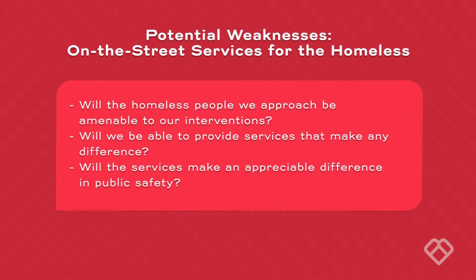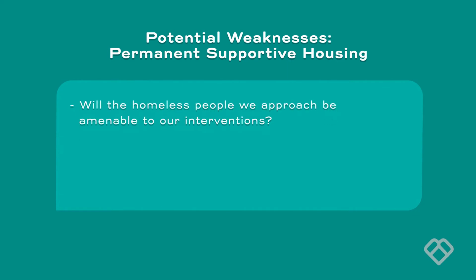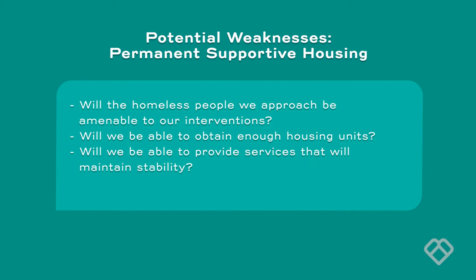Now let's take another look at the logic model for permanent supportive housing and ask questions about its potential weaknesses. The first question is the same as we asked before, which is, will the people we approach on the street be amenable to permanent supportive housing? But there are other questions as well. Will we be able to find the units at a cost that we can afford in which to put the homeless? And will we be able to provide services to them that will maintain their stability in housing?